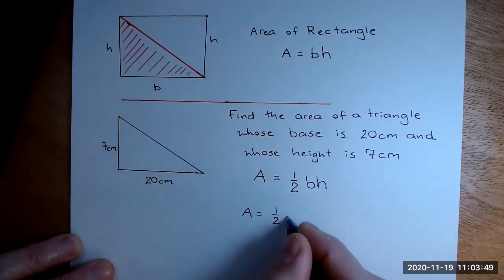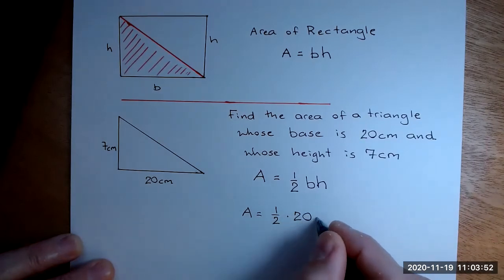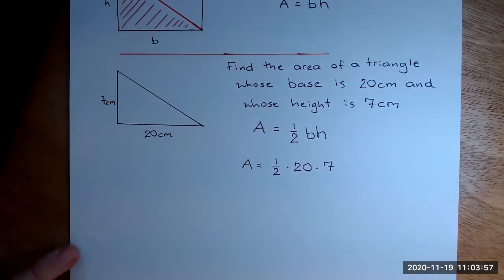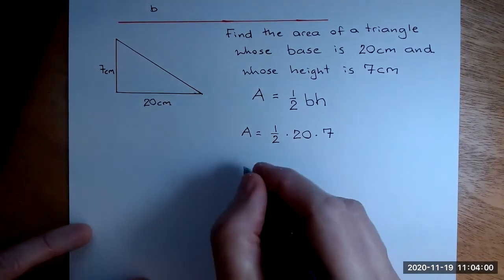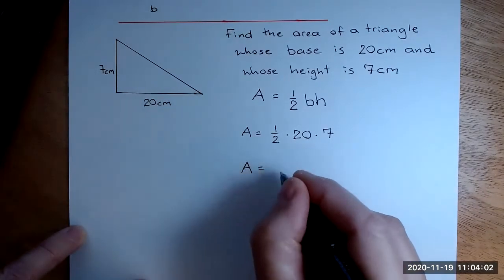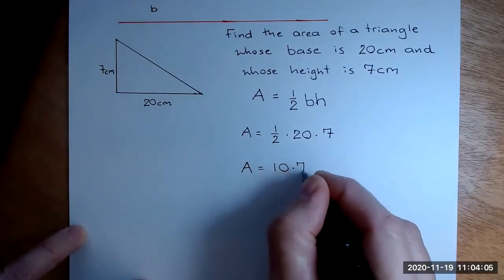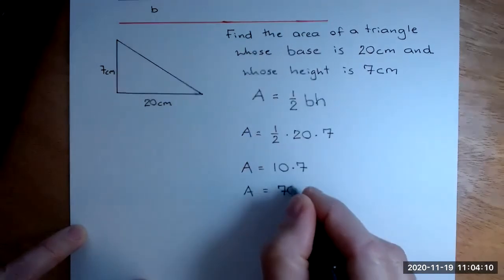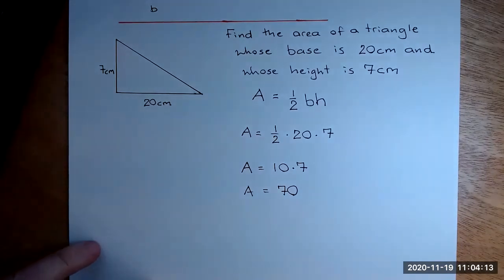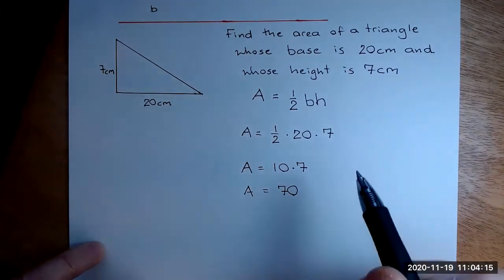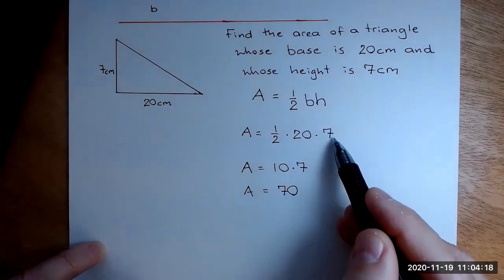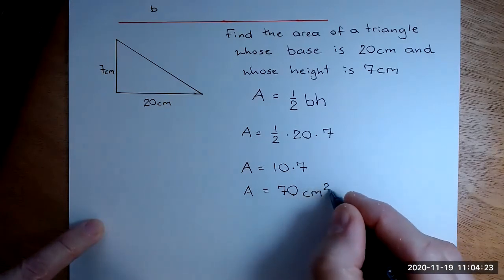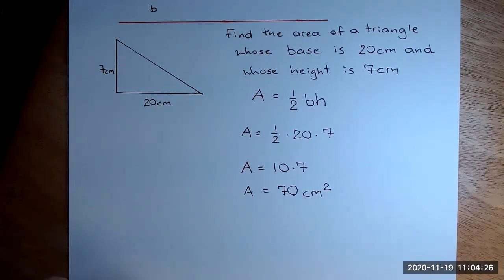That's 1/2 times 20 times 7. 1/2 of 20 is 10. 10 times 7 is 70. And don't forget to put in the units. So we have centimeters times centimeters or square centimeters, or you can write it centimeters squared.